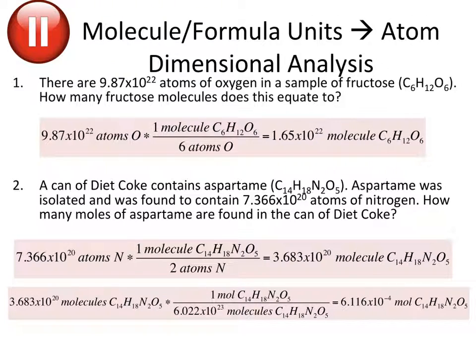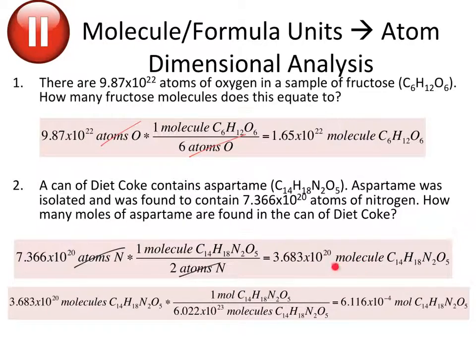Alrighty, welcome back. The first one's pretty obvious. We can go from atoms into molecules by looking at that relationship. For one molecule of fructose, we have 6 atoms of oxygen, and that's given to you by the formula here. So our atoms of oxygen will cancel out, and we'll be left with molecules of fructose. The second one, I hope you got my hint. There's no way to go from atoms into moles directly. We first need to go into molecules of aspartame, by looking at the relationship between atoms of nitrogen: 2 atoms of nitrogen for every molecule of aspartame. So we use that relationship to get how many molecules we have.